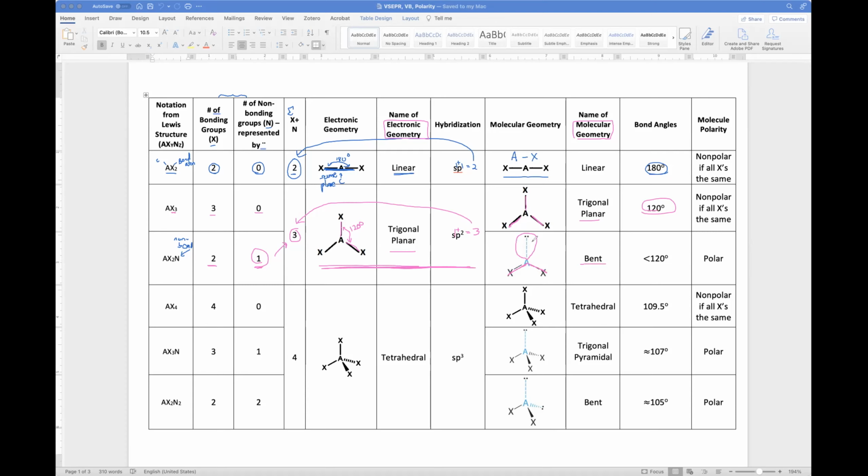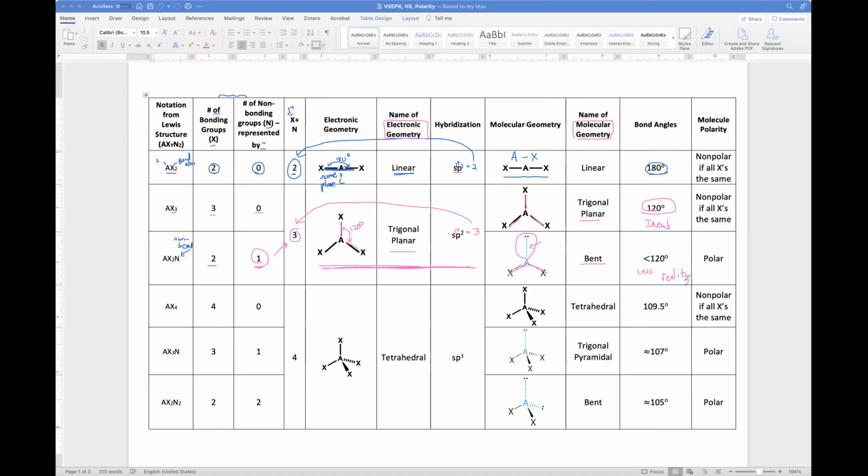And because of this lone pair and the fact that lone pairs take up more space, that is why you'll see that our bond angle is less than 120. So 120 is the ideal bond angle. But in reality, once you have a lone pair, it's going to be less than 120.